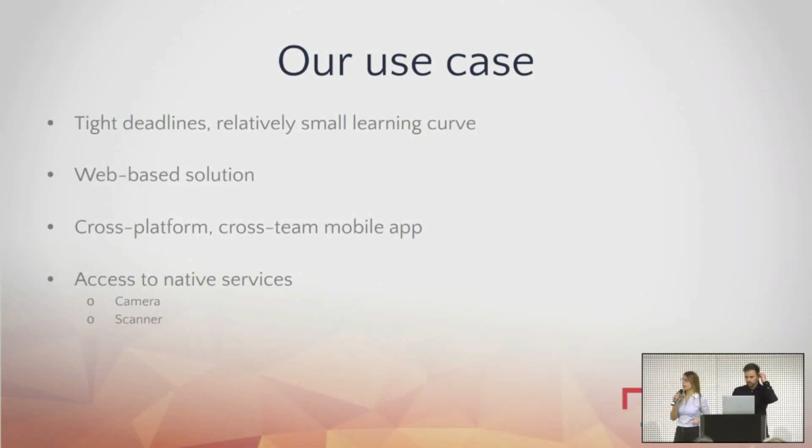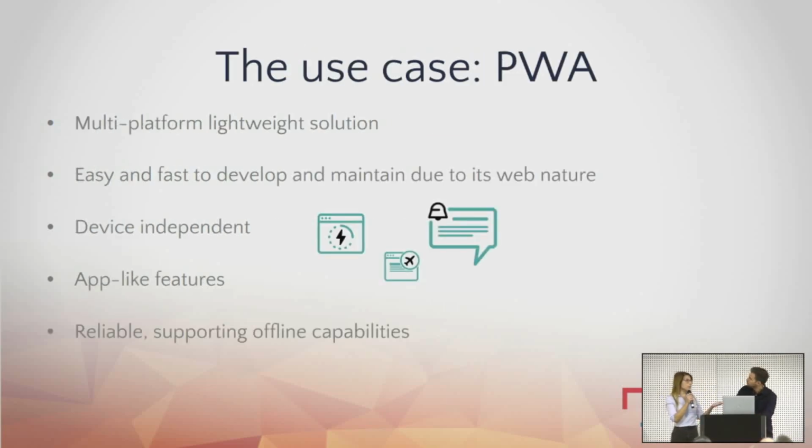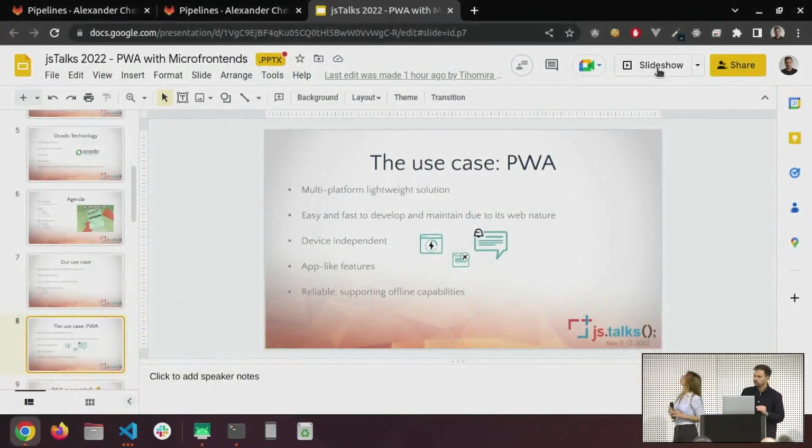A little bit about our use case. About 2 years ago, we were tasked with a project and the deadlines were very tight. We needed to have a small to non-existent learning curve. The app should be web-based, it should be a cross-platform, cross-team mobile app, and it should have access to native services, for example, the scanner, the camera, etc. And that's why we chose to start with progressive web apps.